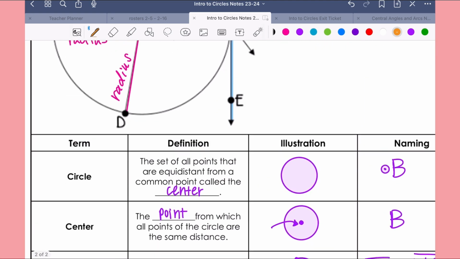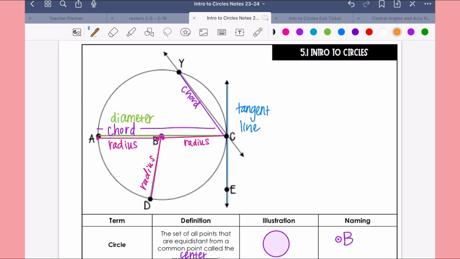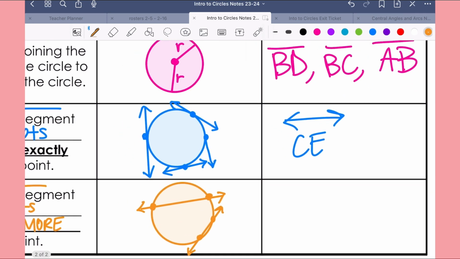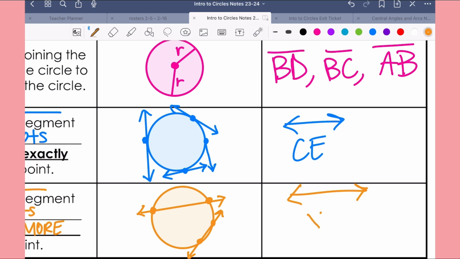All right, so let's look at our diagram. There's only one more left, and that is the secant line right here, YC. That is our secant line. Because it intersects not once, but twice at Y and C. Okay, so that would be line YC.